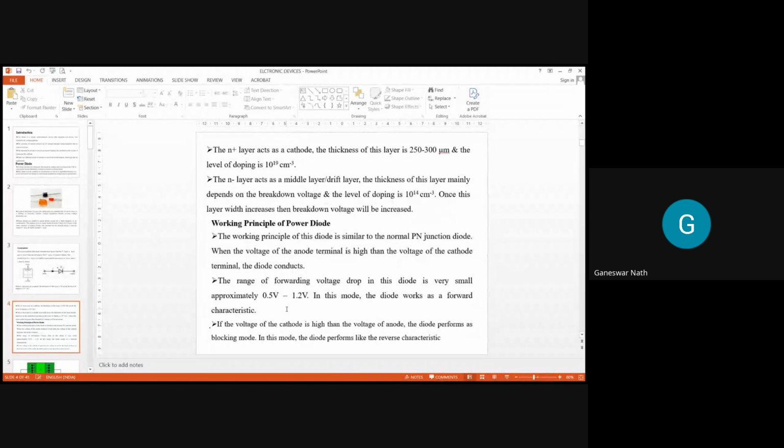Then if the voltage of the cathode is higher than the voltage of the anode, the diode performs in blocking mode. In this mode the diode behaves with reverse characteristics, just like when P is supplied with a negative voltage. The P plus type connects to the negative terminal and the N type connects to the positive terminal, so the diode simply acts as reverse biased.